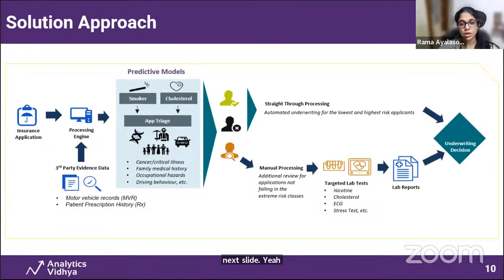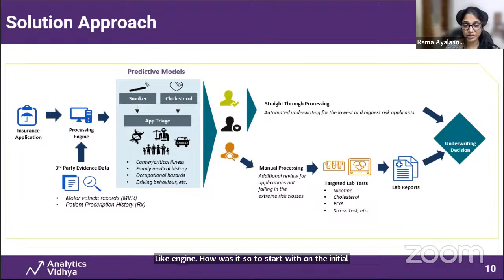Yeah. So now that we understood the data, let's look at the overall solution approach of the problem, end-to-end, how it was solved. To start with, as you see on your left-hand side, you have application data, which is shown here as insurance application, which is added upon by the third-party data, in this case being MVR and RX. Both of these data sources are passed into something called a processing engine, which in DS terms is nothing but your data processing, feature engineering, creating a model-ready data set, and so on.